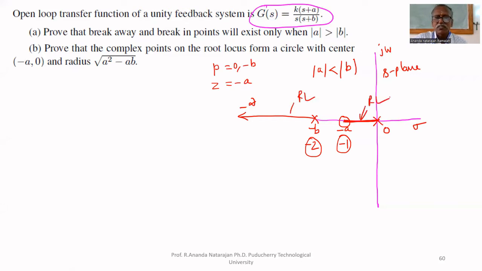This is also root locus. That's all. One will end at 0, another one will end at infinity. Root locus is over.